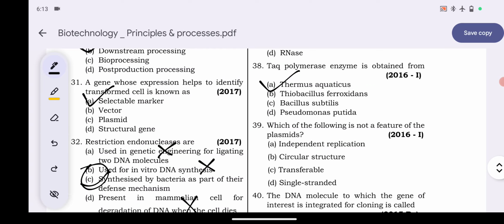Question number 39. Which of the following is not a feature of the plasmid? Independent replication, circular structure, transferable, single stranded. Not a feature is asked. Okay, so here the answer will be single stranded, option D. Plasmid is a self-replicating double stranded circular extra chromosomal DNA that replicates independently. So single stranded is not a feature of plasmid, it is a double stranded structure.